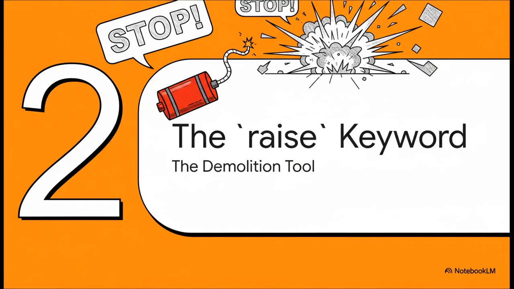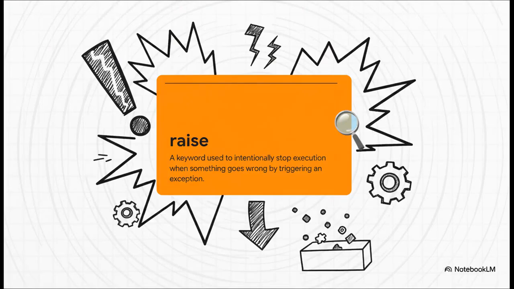So how do we stop these silent failures? We need a tool that lets us basically shout, "Stop! Something is really wrong here." And in Python, that tool is the raise keyword. This is the trigger for our controlled demolition. At its heart, raise does one really simple thing. It intentionally stops the normal flow of your program by creating something called an exception.